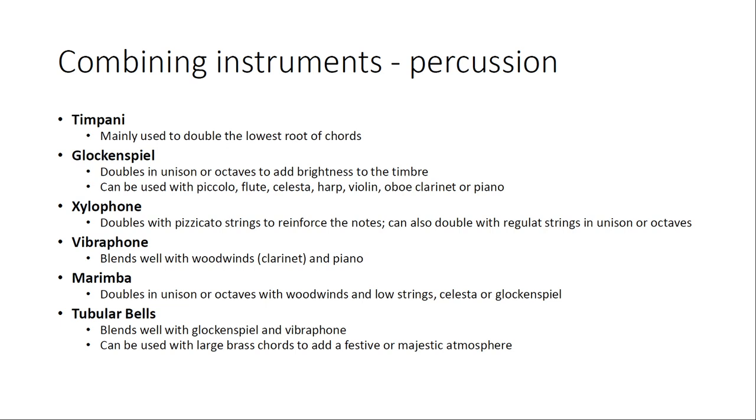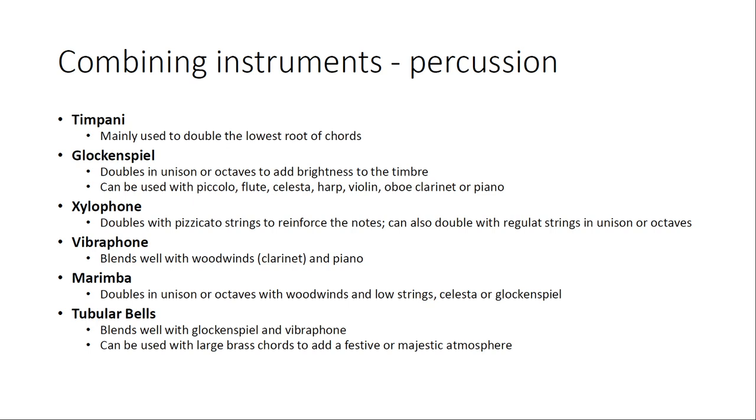The xylophone doubles with the pizzicato strings to reinforce the notes, which is fairly useful because pizzicato strings are not as loud as bowed strings. So having something that reinforces the note is really useful. It can also double with regular strings in unison or octaves, depending, of course, on the range of the stringed instrument. The vibraphone can blend well with woodwinds, especially the clarinet and piano.